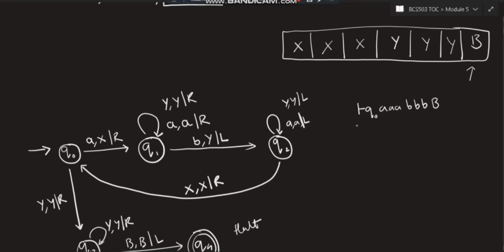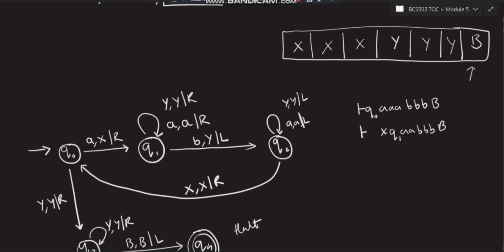So here, listen carefully. First of all, Q naught becomes Q1. So we write Q1, and A becomes X, so we write X instead of A. Q naught became Q1 and moved to the right, so we mark it on the right. From left it became right, and then the remaining A B B B. Got my point? Like that only.